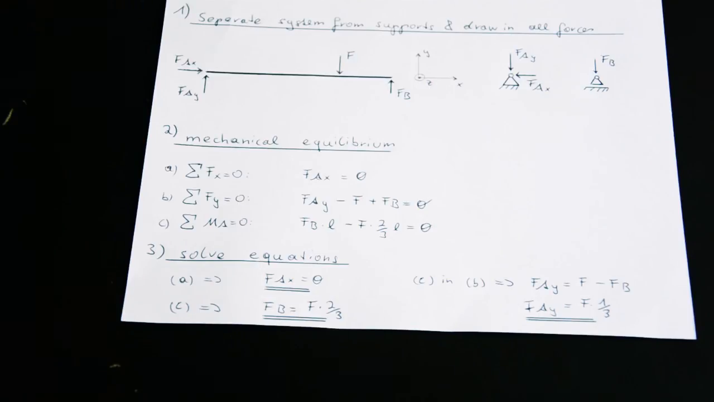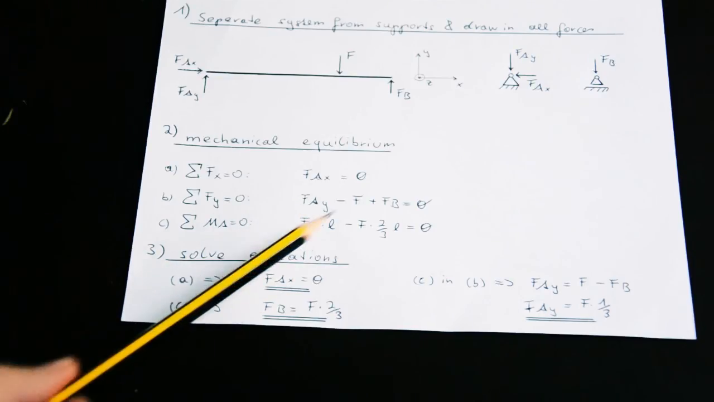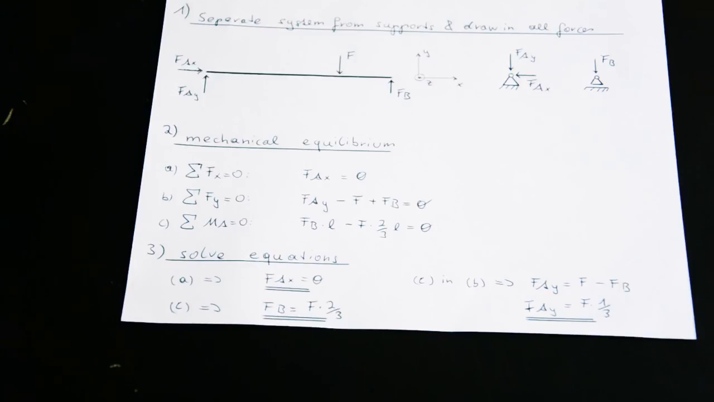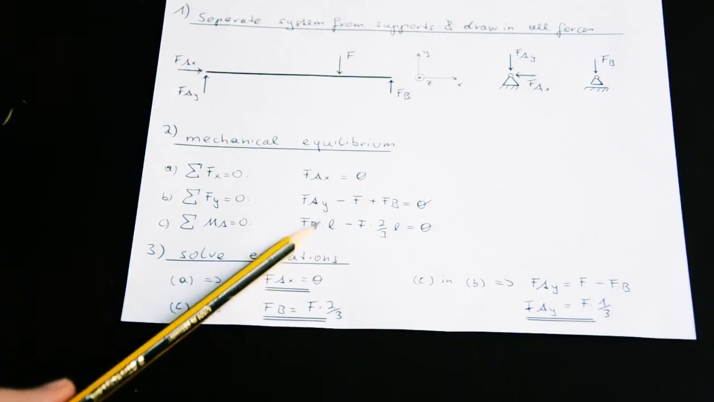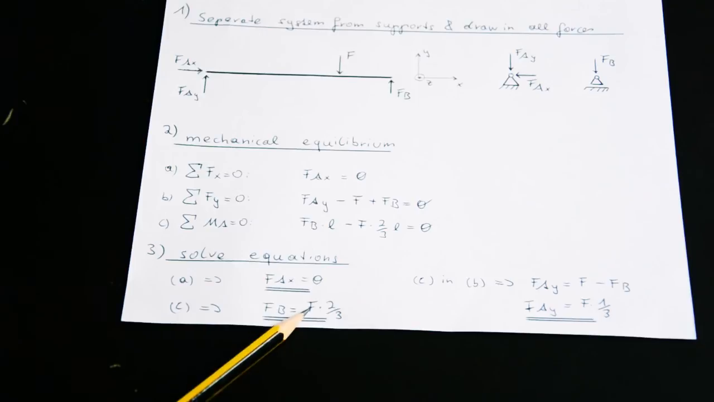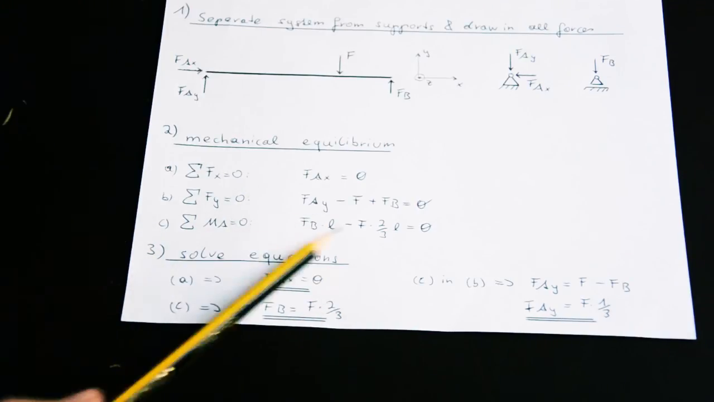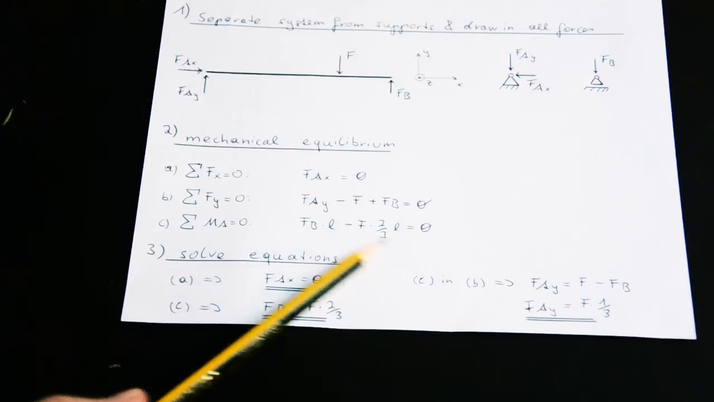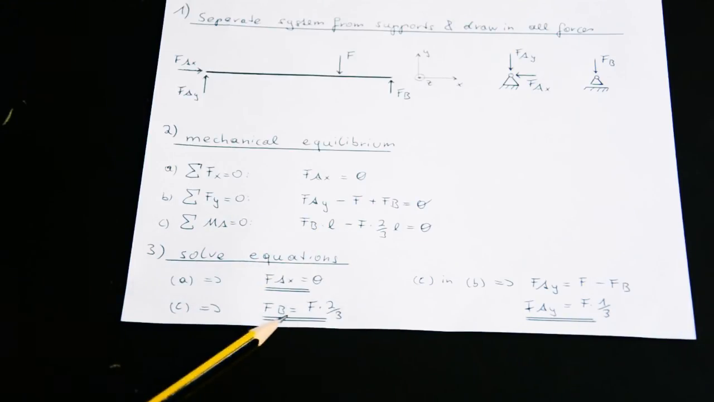If we have a look at the second equation, we see that there are 2 unknowns, Fay and Fb. So we can't solve this equation at this time. But if we have a look at our third equation, the sum of all moments concerning point A is equal to 0, we see that there's just one unknown quantity, and this is Fb. So from this equation we directly get Fb is equal to F times 2/3. Okay? So we can just put this term on the other side of the equation and divide by L, and then we get this value for our force Fb.